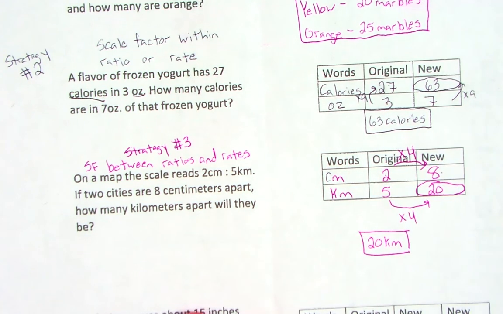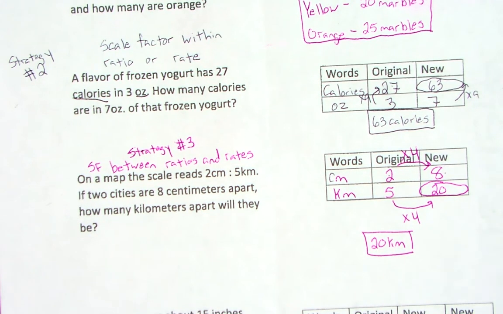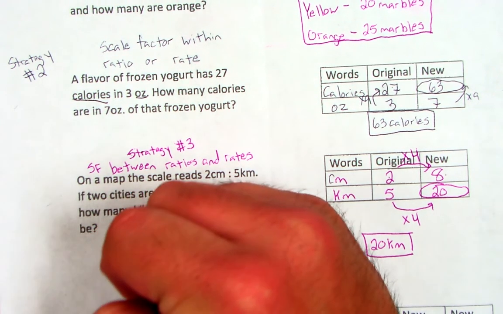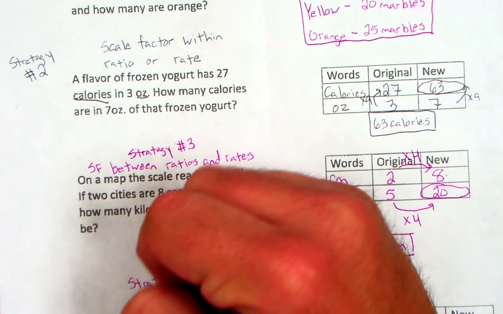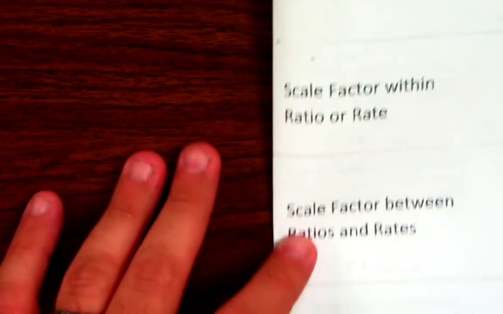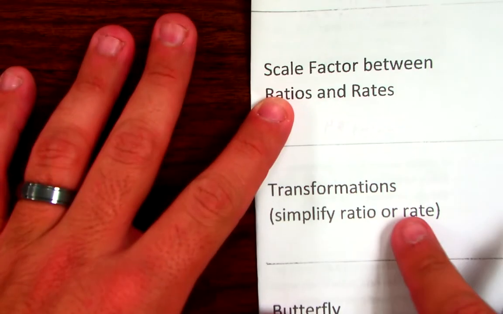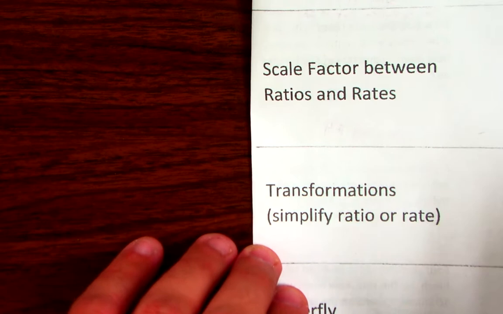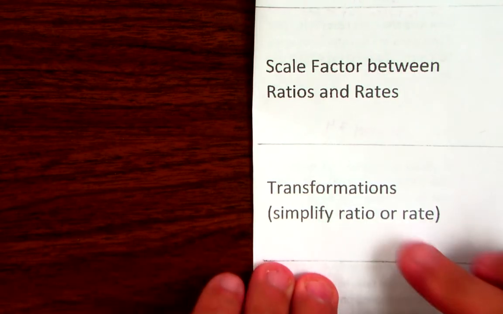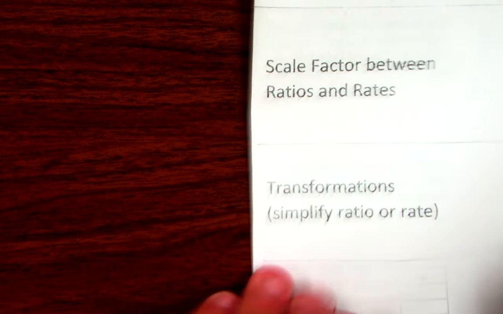All right, strategy number 4 is going to be Transformers. Oh, no, I'm sorry. That's not Transformers. That's a terrible movie anyways. It's transformations. It means to simplify the ratio or rate.